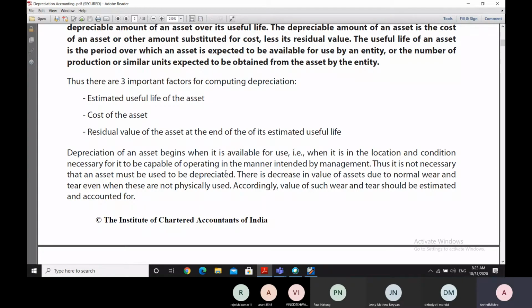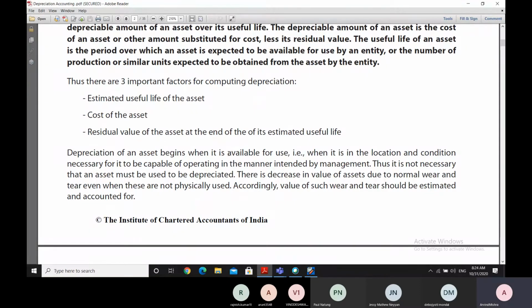Now, depreciation of an asset begins the very moment it is available for use, that is, when it is in the location and the condition. Available for use means it has been installed, it has been brought to the location where it is supposed to be installed. It is in that condition which is necessary for it to be capable of operating in the manner which the management intends, or in the manner in which it is expected to be used.